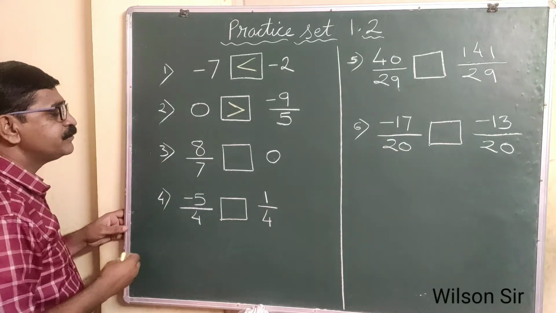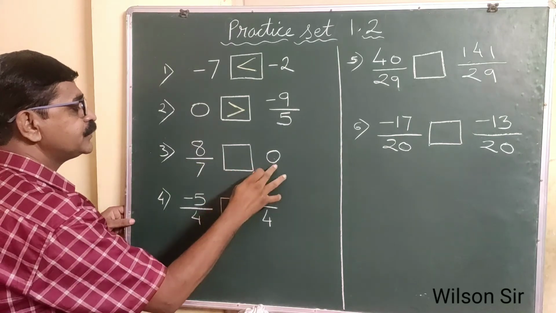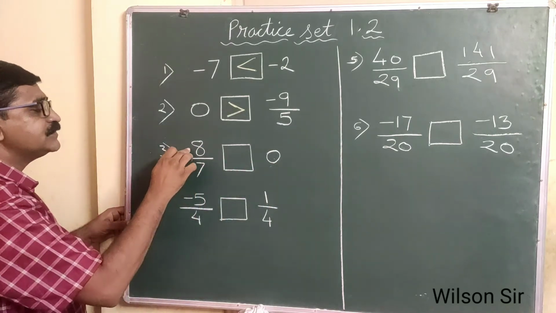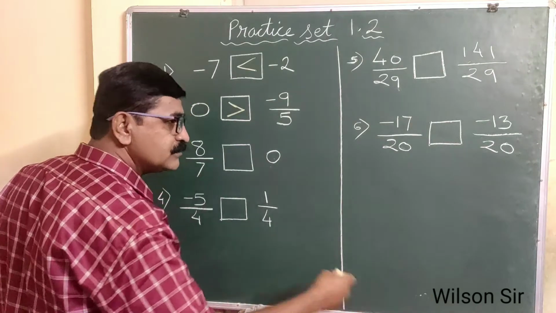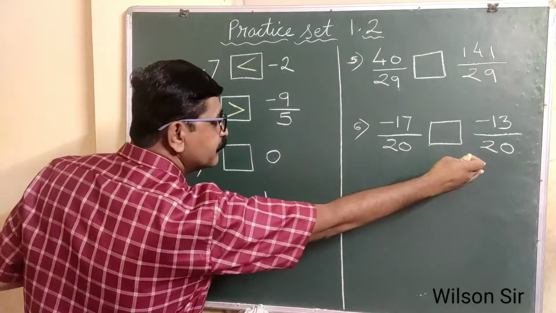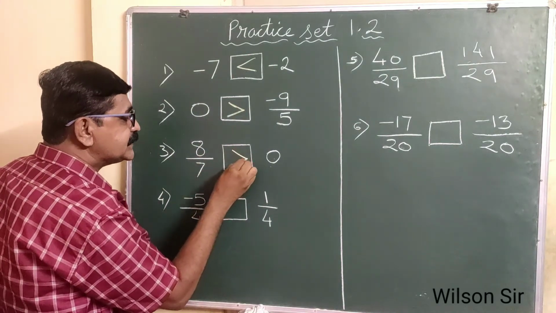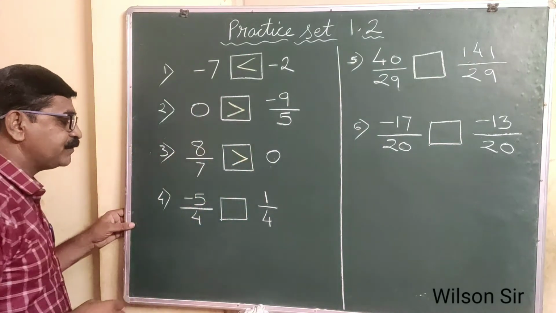Then third problem is 8 upon 7 and 0. So this is a positive number, so it will come beyond 0. If there is a number line, suppose here is 0, 8 upon 7 will come beyond the 0. So 8 upon 7 is always greater than 0.